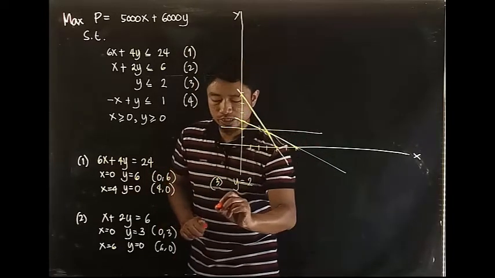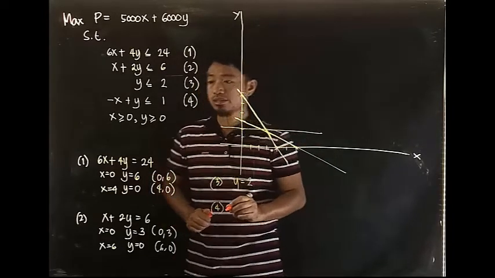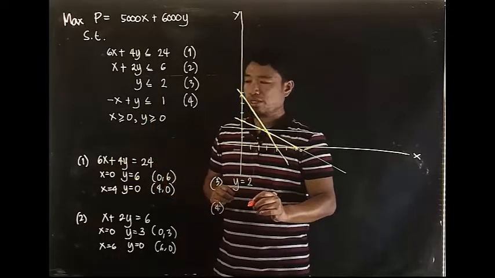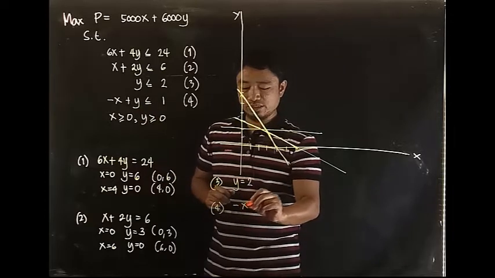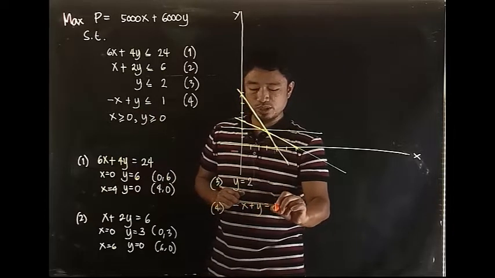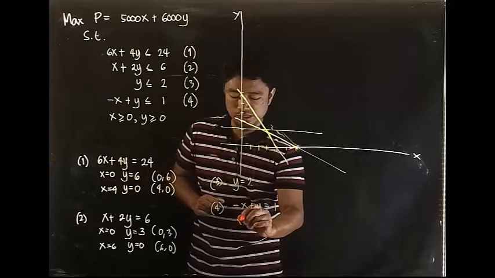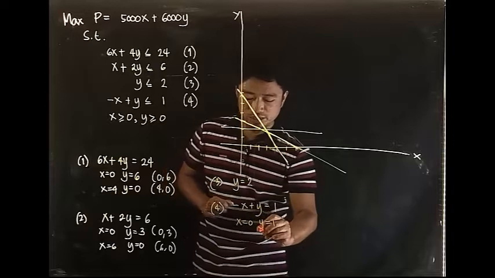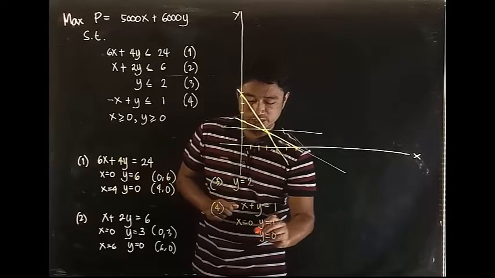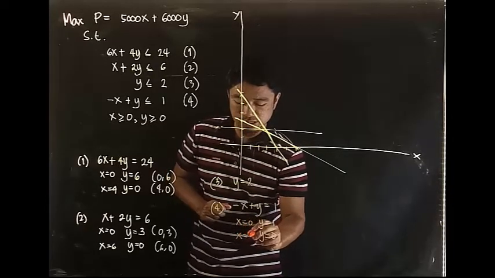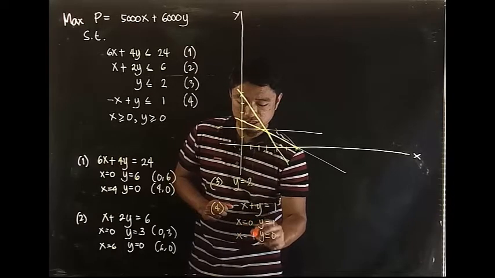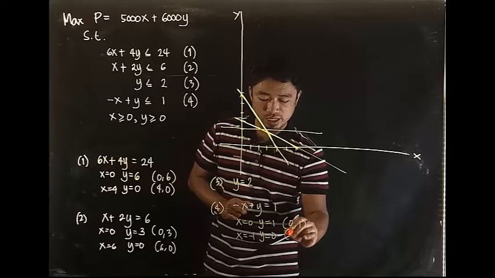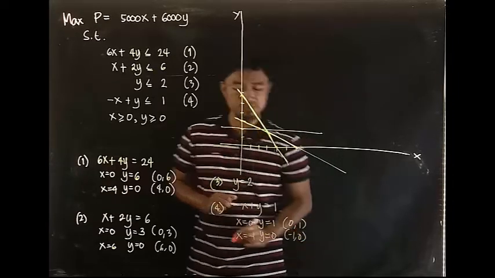And our fourth constraint is negative x plus y less than or equal to 1. And the equation part is negative x plus y equals 1. So if we let x be equal to 0, the value of y is equal to 1. And if we let y be equal to 0, the value of x is negative 1. So the intercepts are (0, 1) and (negative 1, 0).